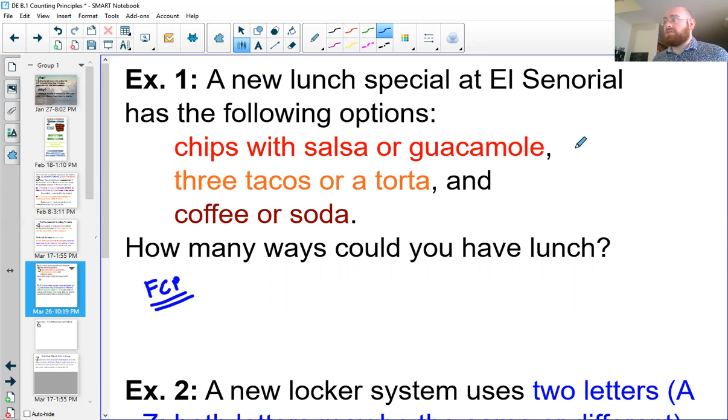So chips with salsa or guacamole, that's 2 possible options. Then 3 tacos or a torta, this is another 2 possible options. And then coffee or soda, this is yet again 2 more options. So by the fundamental counting principle, the number of ways we could have lunch with this special is 8. So there are 8 distinct ways that we could have lunch, deciding on each pair of options.